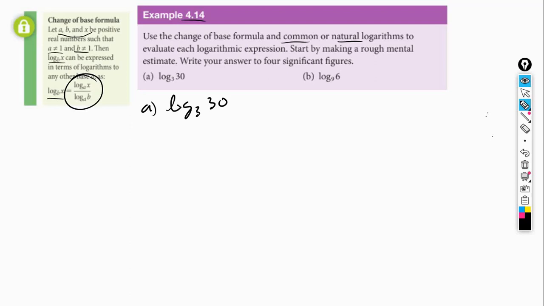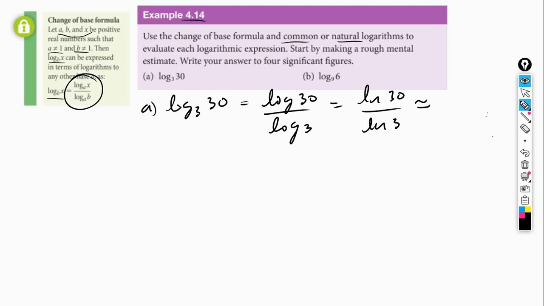So let's do the change of base. We could use either one. We could use the natural logarithm or the common logarithm. So let's use the common one. Log of 30 divided by log of 3. Now you could have also done it with the natural logarithm: natural logarithm of 30 divided by natural logarithm of 3. And both would give you approximately 3.096 to 4 significant figures.